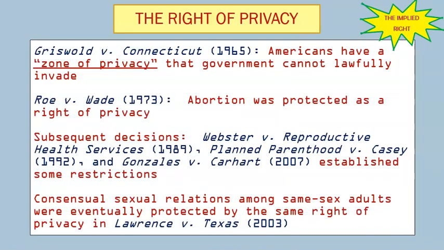Okay, so it was established in Griswold versus Connecticut that Americans have a zone of privacy that the government cannot lawfully invade. That was followed up in 1973. That precedent was cited by the '73 court, that abortion was protected as a right of privacy as well. And so you've had a lot of back and forth over that issue, and you still have state governments trying to circumvent that ruling. So we saw a lot of that last summer.